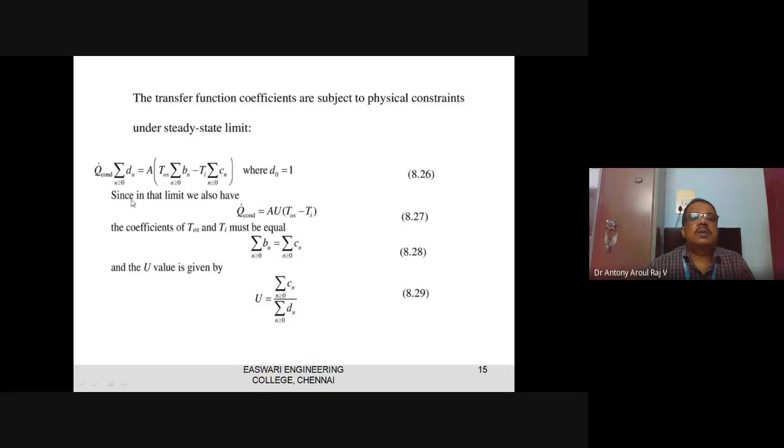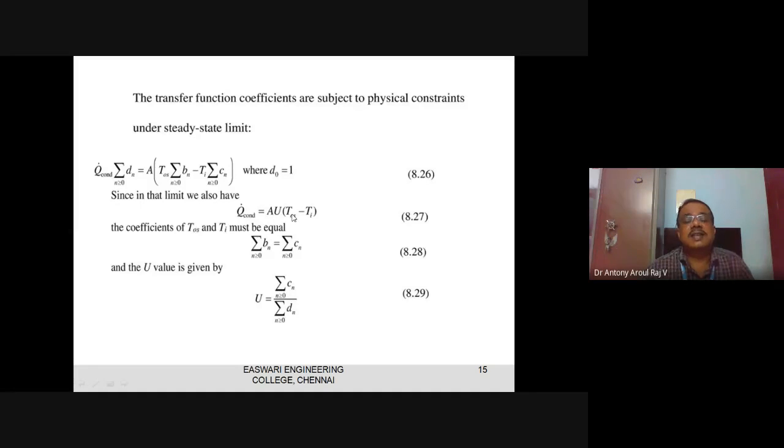Okay, so now I'm taking, since the limit, we also have conduction. So what is the conduction value? The conduction value is UA times the sol-air temperature minus Ti. So we know this is the steady-state heat that is transferred inside the body.